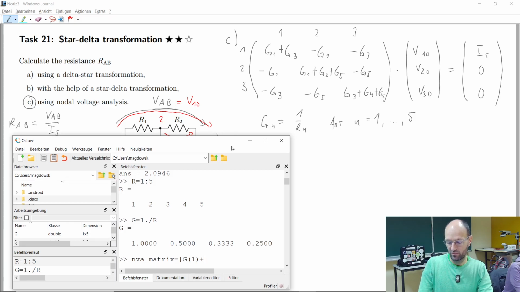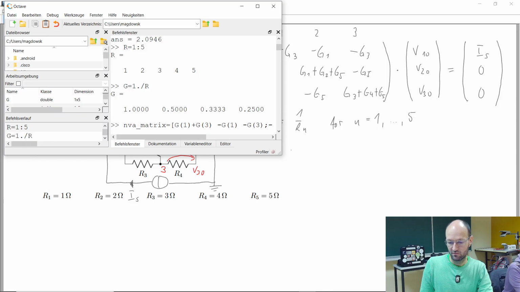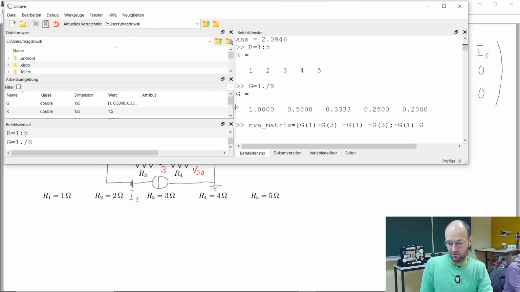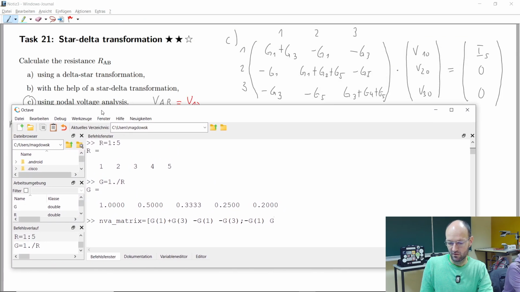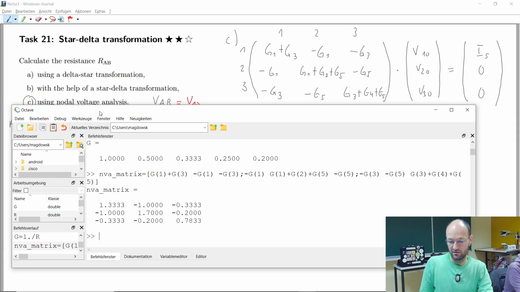That is G1 plus G3. Then we have minus G1 minus G3. In the next line we have minus G1, then G1 plus G2 plus G5 and minus G5. I don't see what I'm typing. And the last line is minus G3, minus G5, and G3 plus G4 plus G5. Okay, and then the matrix looks like this, which does not look too bad.